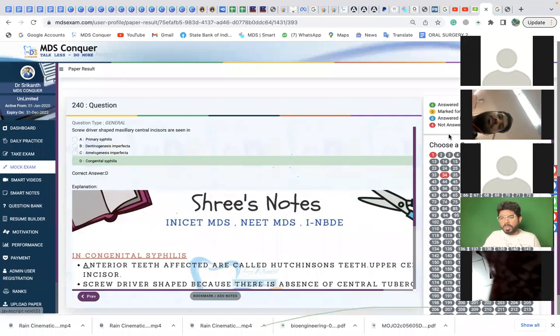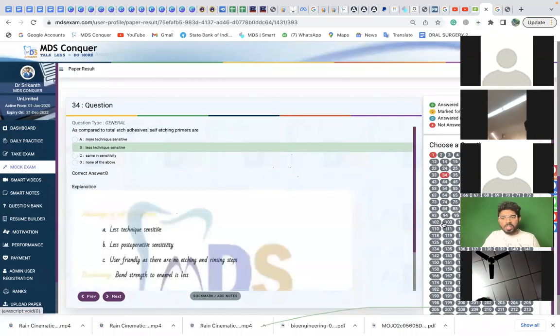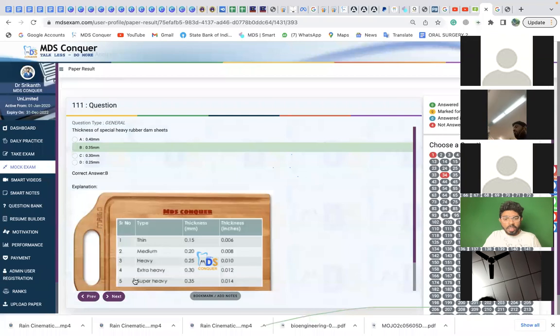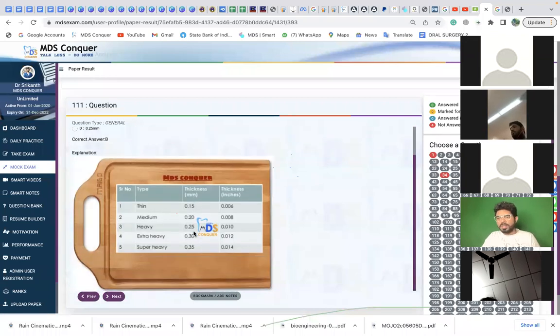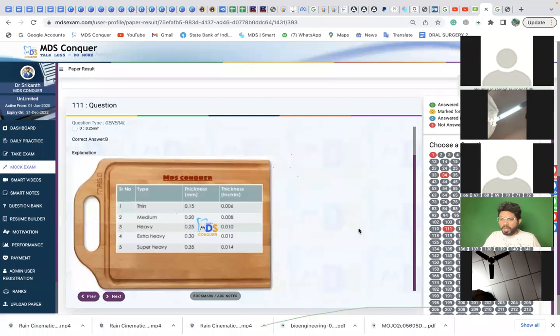It is very difficult. So what I'm going to do is jump to question number 1. Okay, question number 1 I'll check. Question number 34 I'll check. Question number 111 I'll check. This is very important. Where I'm confused, I'm going to keep it in the bookmark, and I'm going to revise the 20 or 30 marked questions before I go for the next GT.